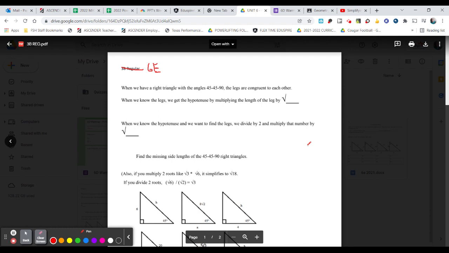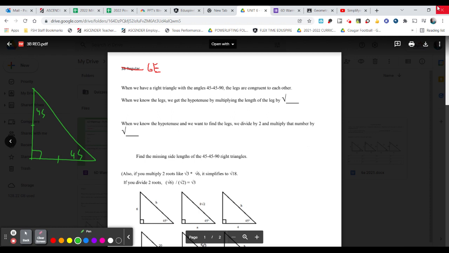So the first thing I want to talk about is if we have a right triangle with the angles 45, 45, and 90 degrees. We know that is an isosceles triangle, because the two angles are congruent to each other, which makes the two legs congruent to each other. So whatever this leg is going to be equal to that leg if the two angles are 45 degrees.